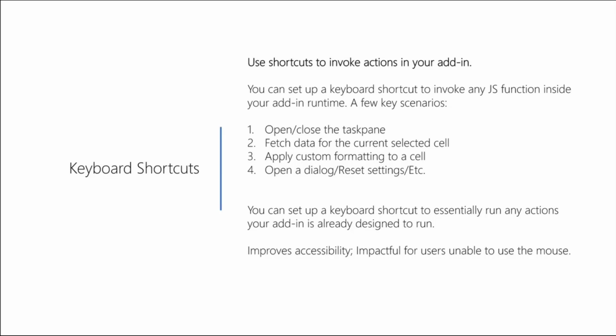So essentially, you can use keyboard shortcuts to invoke any actions in your add-in. A few of these scenarios that we've had in mind are, for example, opening and closing the task pane. You can use a keyboard shortcut to do that. You can use it to fetch data for the cell that the user might have selected. Users can use keyboard shortcuts to apply custom formatting, open a dialog, reset settings, essentially anything that any ribbon button can do right now, you can invoke using a keyboard shortcut.